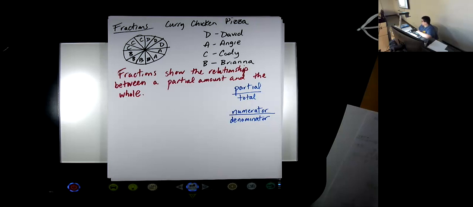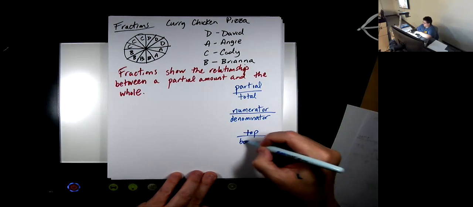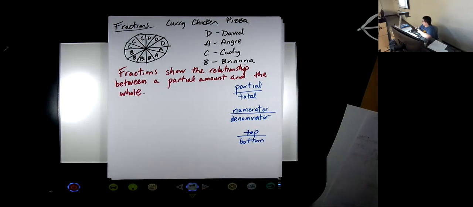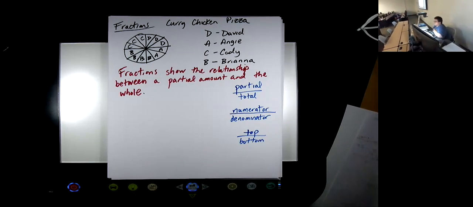That's what they're called. That's a long way of saying top and bottom. Math people and their words. Just want to slap them sometimes.